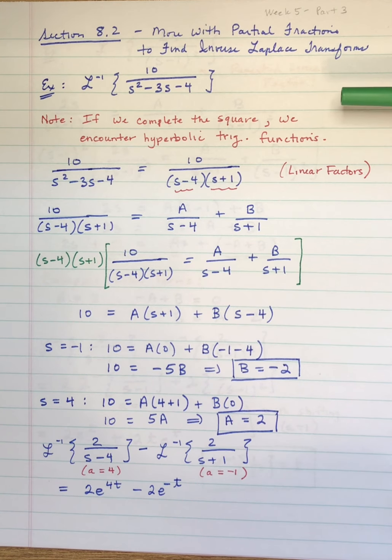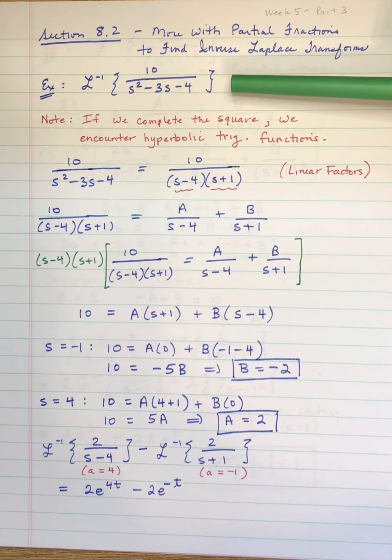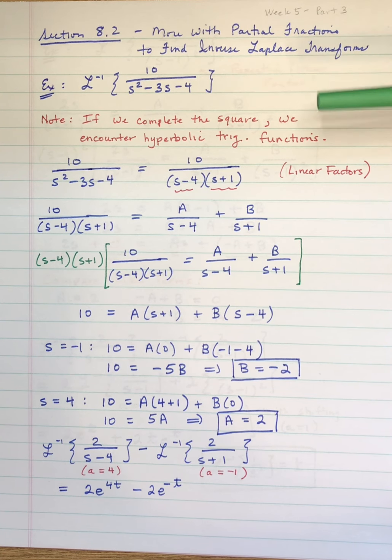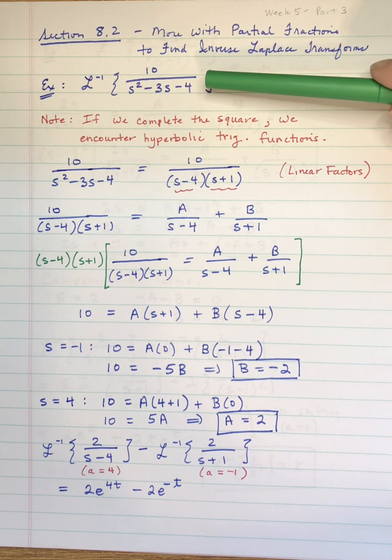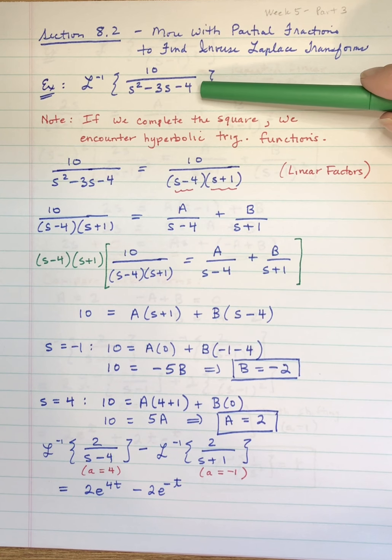So we'll look at a few more with partial fraction decompositions to find inverse Laplace transforms. So this one you might say, well, we did this with completing the square earlier. And you can do that. If you did that, you're going to encounter hyperbolic trig functions. So I would suggest when you look at a problem like that, if you can factor the denominator, do that as opposed to just taking off and completing the square.